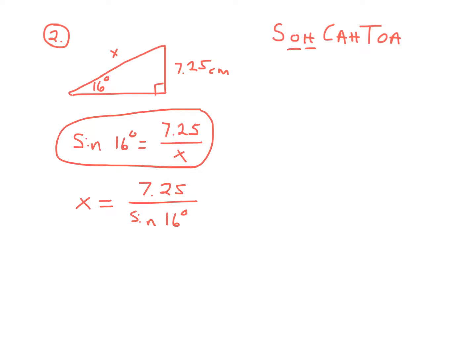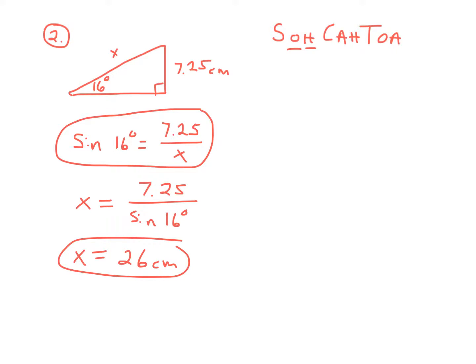Anyway, then you just plug it all in your calculator, and 2 sig figs for the answer once again. Because of the 16 degrees, this comes out to be 26 centimeters. Circle that. So the two things in circles are what I expect to see.